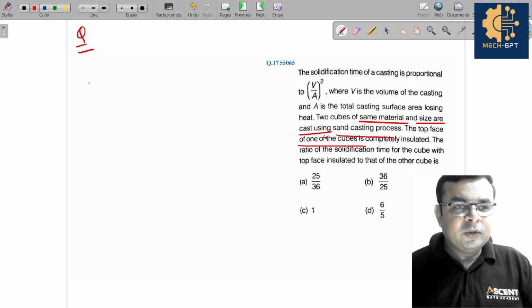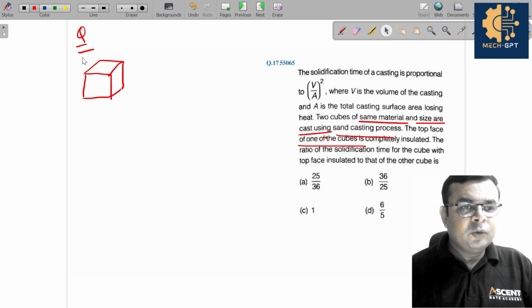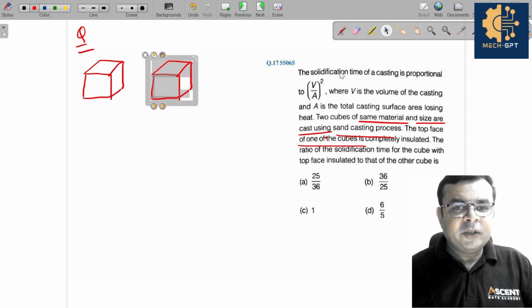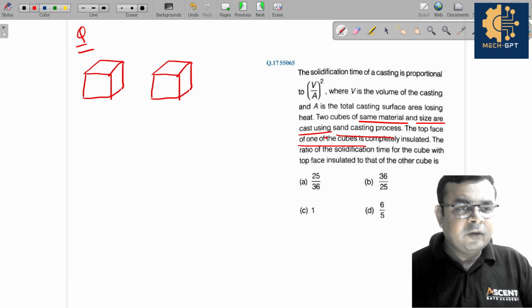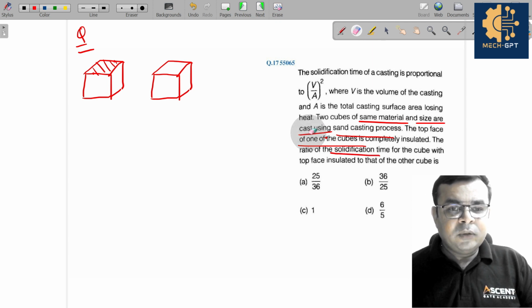Correct, this means suppose you have a cube like this, the size of both the cubes remains the same, but one side of one of the cubes is completely insulated like this. The ratio of the solidification time for the cube with the top face insulated to that of the other.